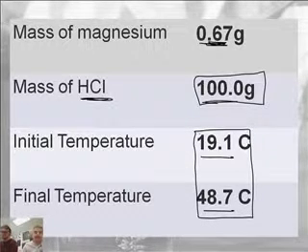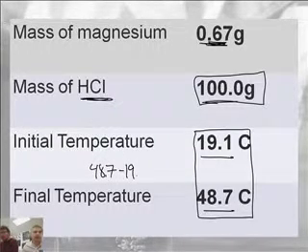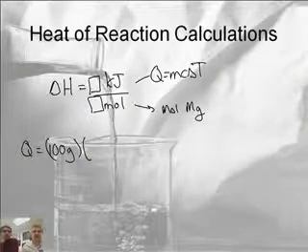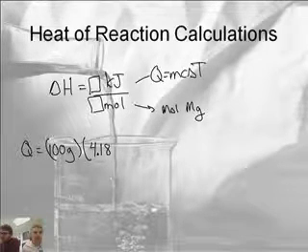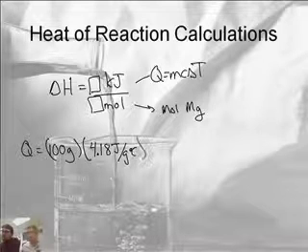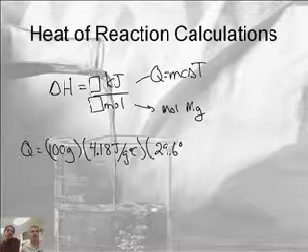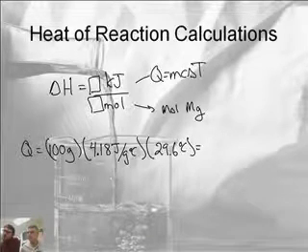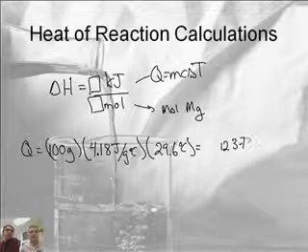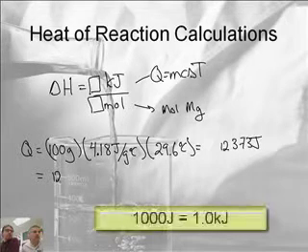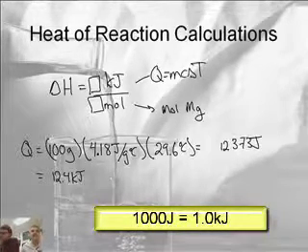Now, our change in temperature here is 48.7 minus 19.1. So let's do that. That's 29.6. Save that on your calculator, Mr. Sams. Now you say, well, what's the C of hydrochloric acid? Since it's mainly water, it'll be 4.18 joules per gram degree Celsius times my temperature change, which was 29.6 degrees Celsius. That gives me a grand total of 12,373 joules. Now I'm going to quickly convert that to kilojoules because it makes life easier. That'll be 12.4 kilojoules.